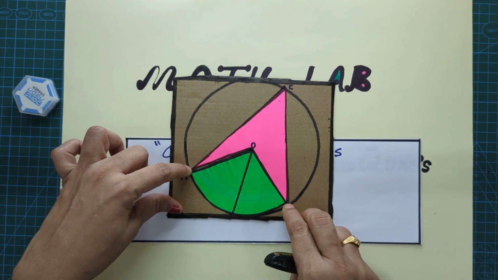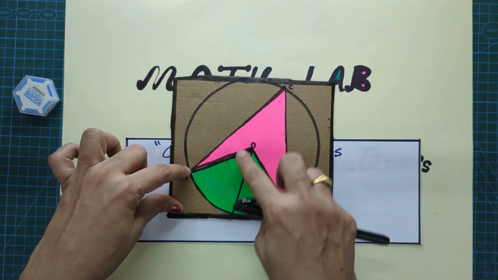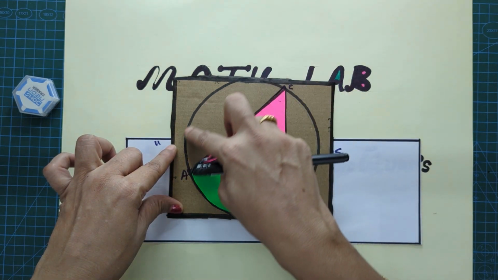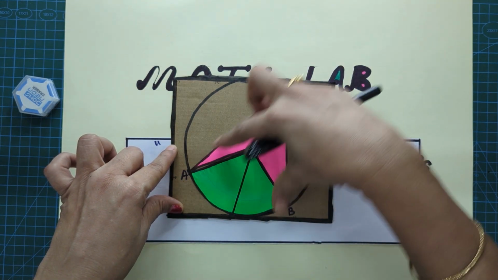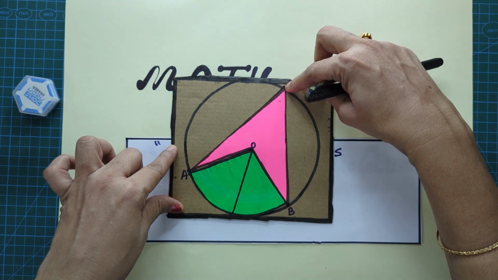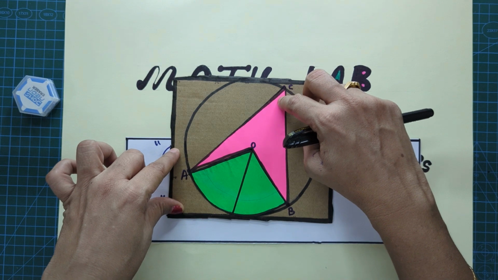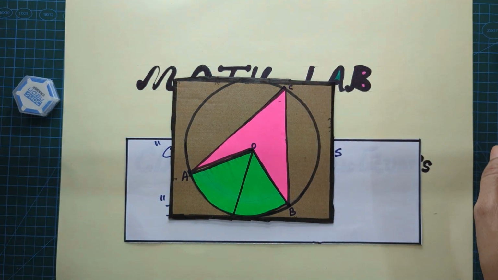When we connect these 2 points on the circle to the center of the circle, we get the central angle. When these 2 points are connected to any point on the remaining part of the circle, we get the inscribed angle. Like C is a point on the circle. When A and B are connected to C, we get this angle. This angle is called the inscribed angle. How many central angles are possible and how many inscribed angles are possible?